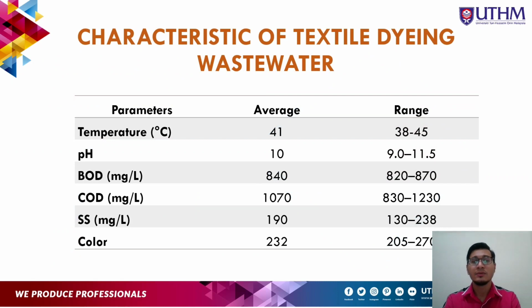So as we can see here, this is the characteristic of textile dyeing wastewater. It focuses on the temperature, pH, BOD, COD, suspended solid, and the last one is color.